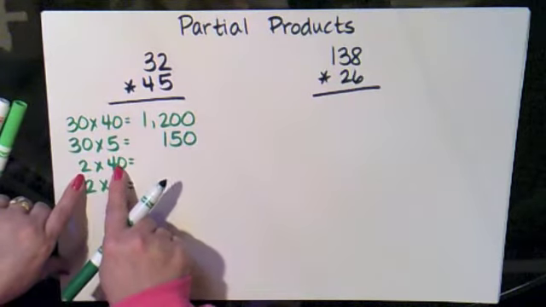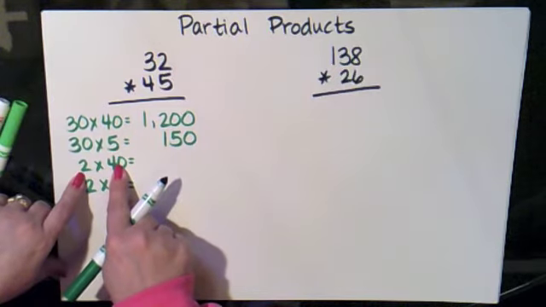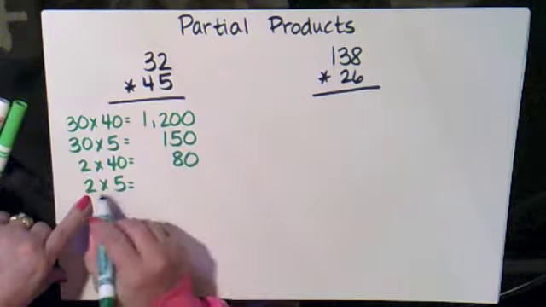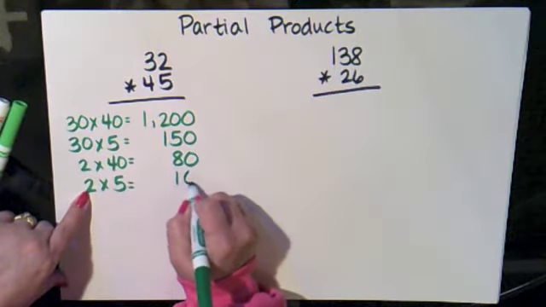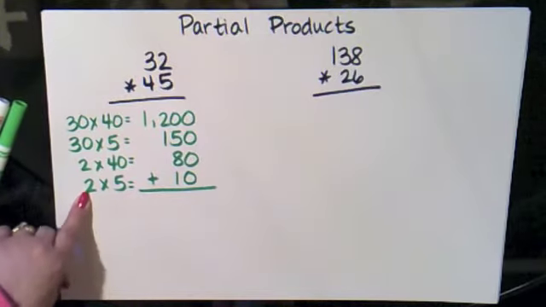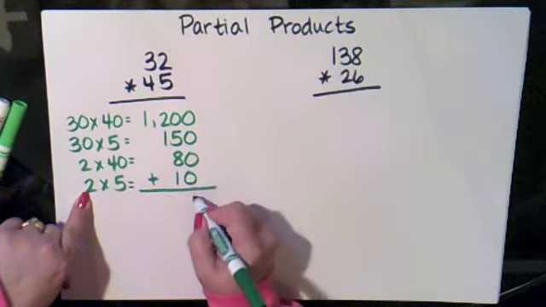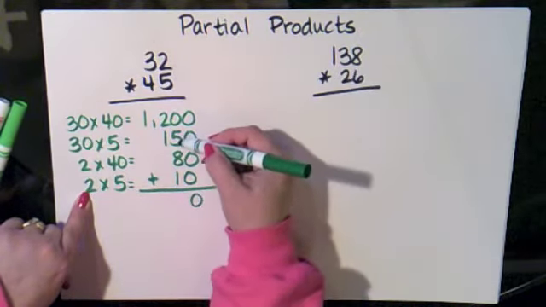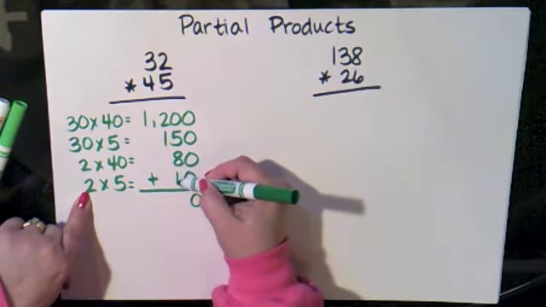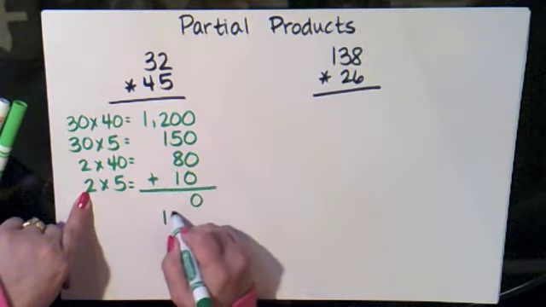I have 2 groups of 40. So 40 and 40 is 80, and 2 groups of 5 gives me 10. Now using partial sums, I can add up my totals. I have 0 ones. Here I have 5 tens plus 8 tens is 13 tens, plus another 10 is 14 tens. 14 tens is 140.